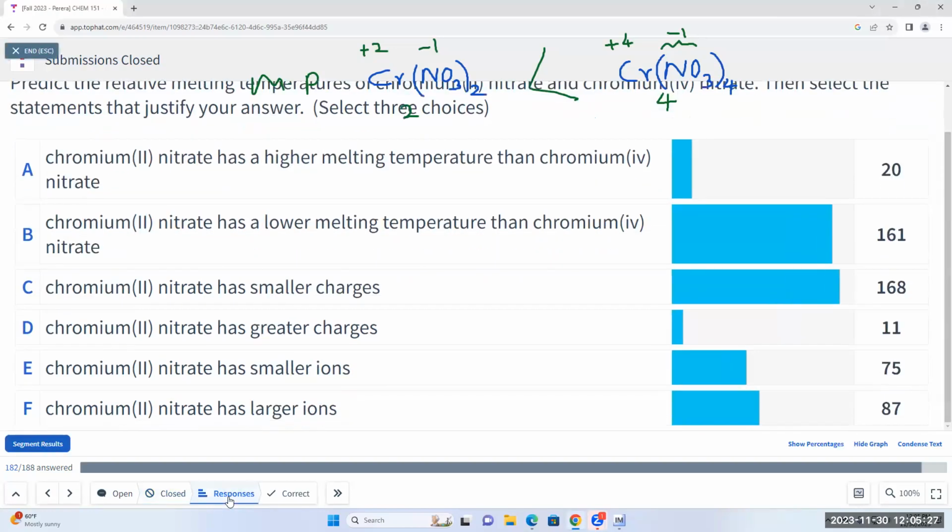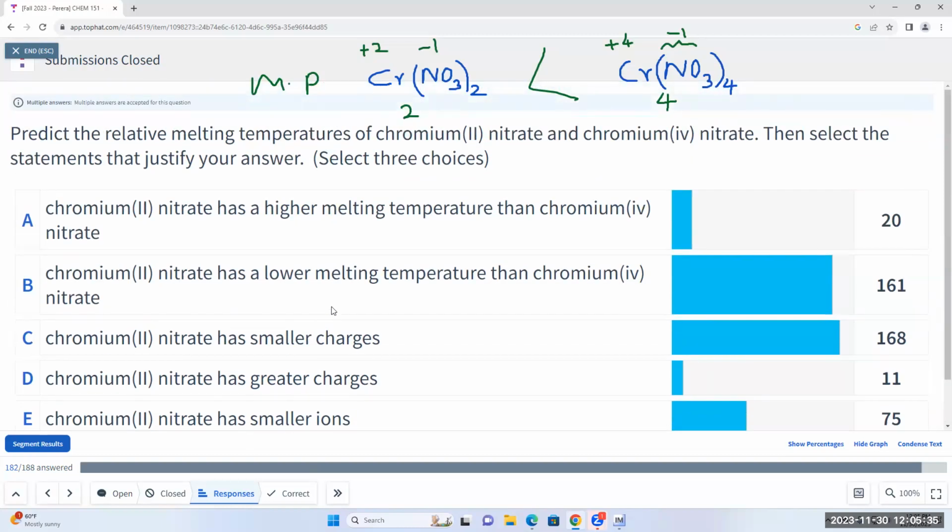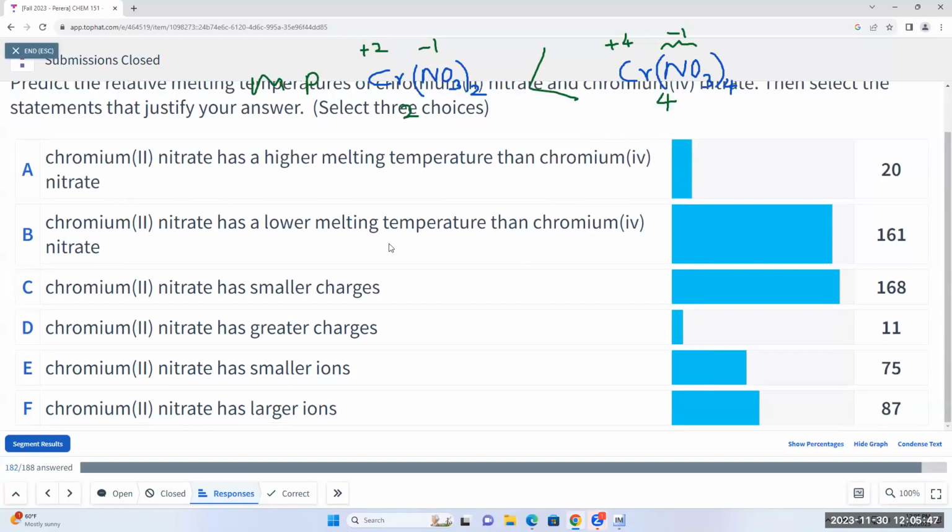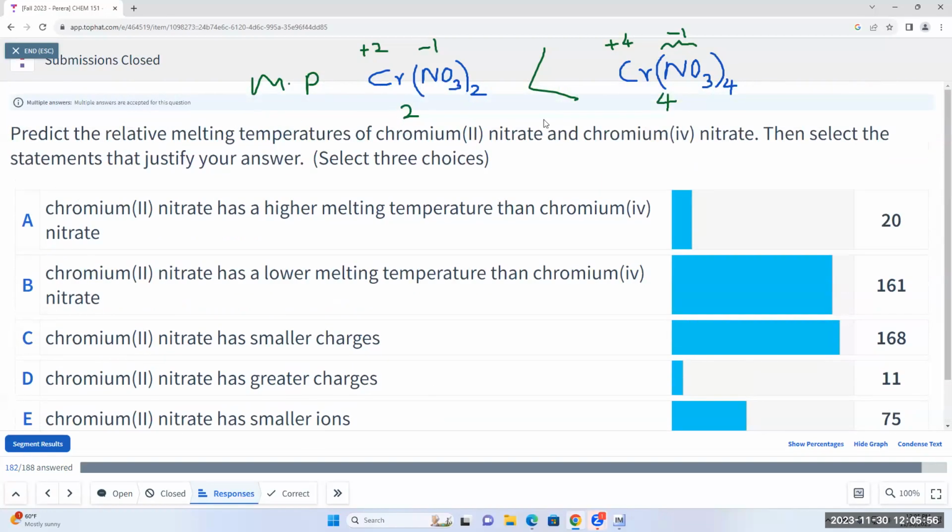Okay. Here are your responses. That should be option B. Chromium 2 nitrate has a lower melting temperature. And then chromium 2 nitrate has smaller charges. Yep, that's the main reason, because you have smaller charges in chromium 2 nitrate, and that's why the charge product is lower there, and that's why the ionic force is lower, making it have a lower melting temperature. That is correct as well. And then chromium 2 nitrate has smaller ions, and large ions. So it's almost like 50-50. Okay, one of them has small ions.